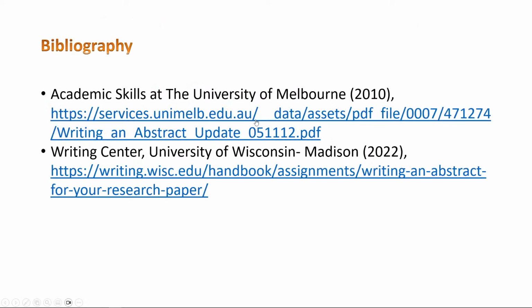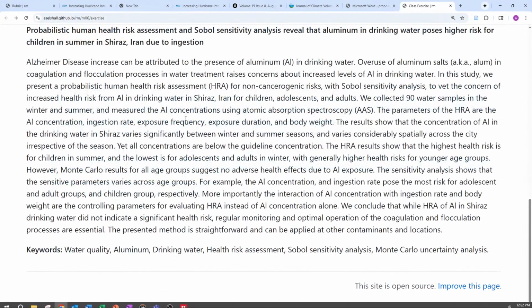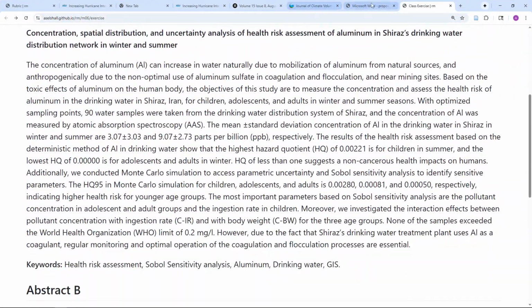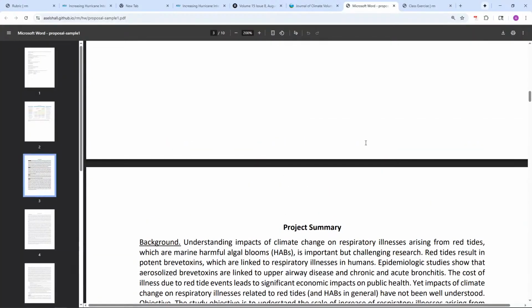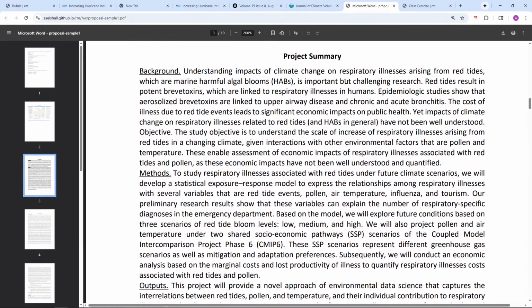These are some of the sources that I used to prepare these slides. Just do this abstract reading exercise. Now you have several examples. Here you have two examples for an abstract, and here you have one example for a project summary. Please carefully read these and learn from them so that you get a good abstract and project summary for what you will be doing.